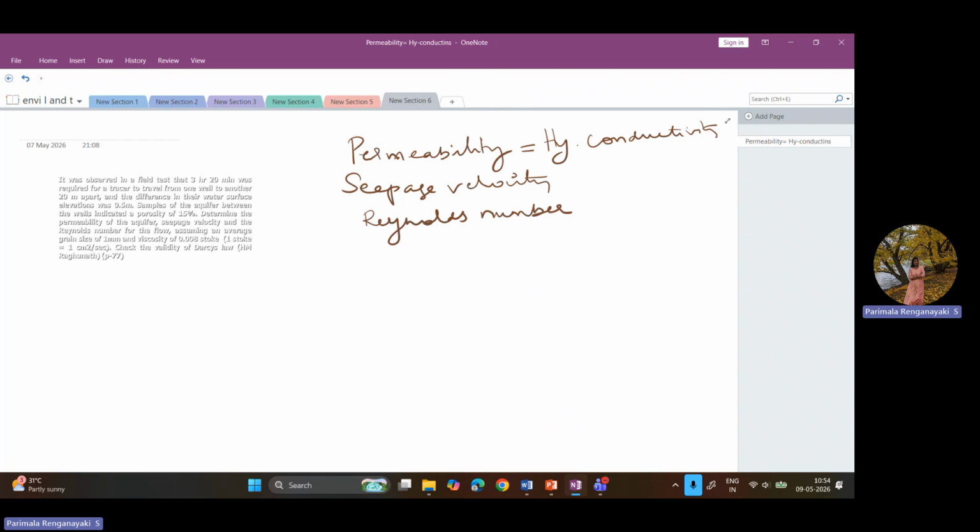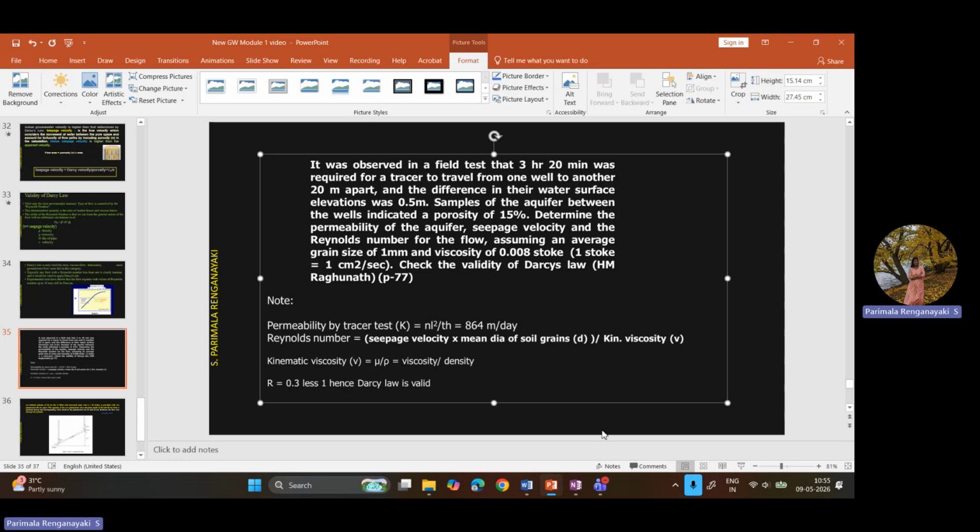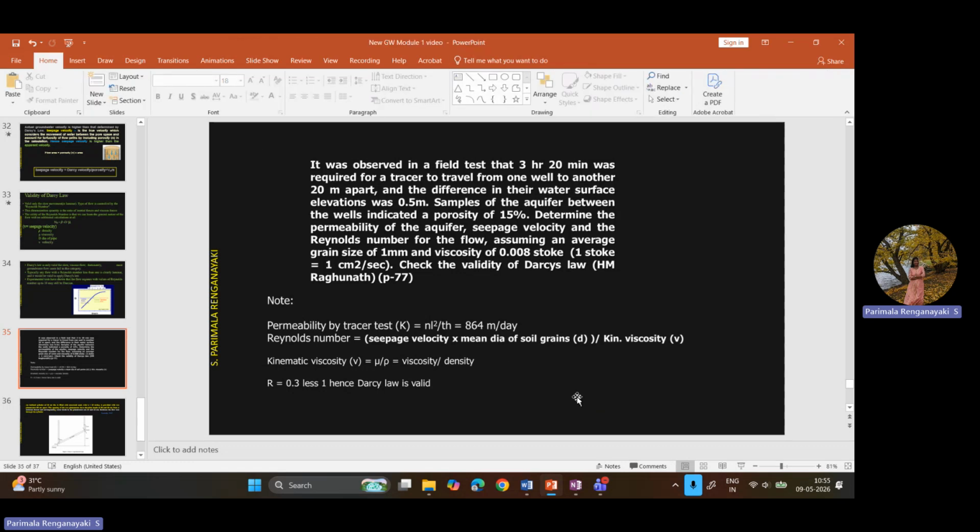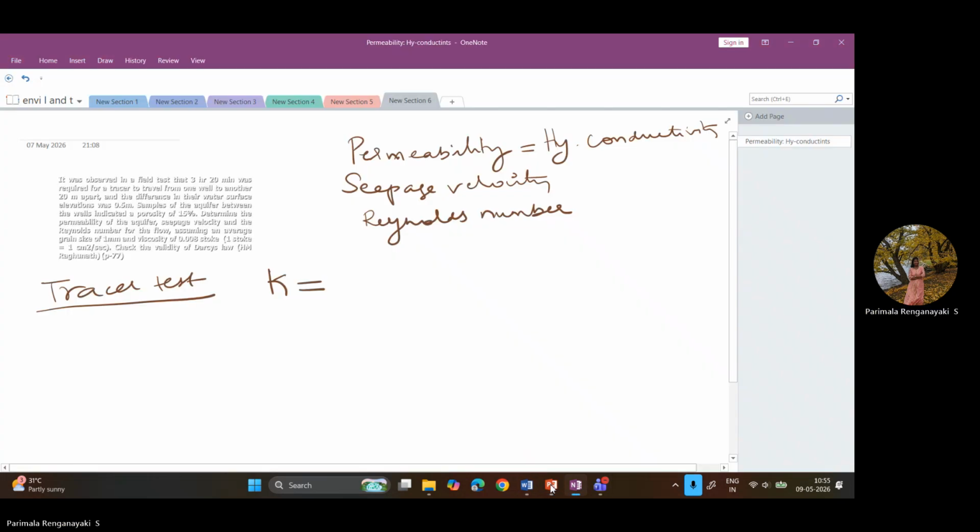So the permeability is nothing but hydraulic conductivity. So how to find the hydraulic conductivity? Here they have given one word, tracer test. So for this tracer test, we have a formula for hydraulic conductivity. We will use that directly. Here we are not going in depth into it. This is the formula: K = n L squared by t into h.